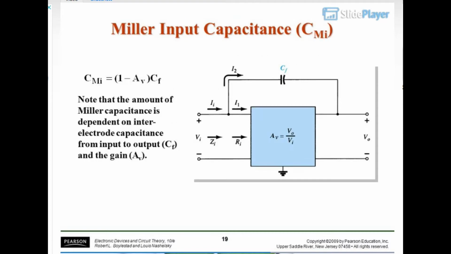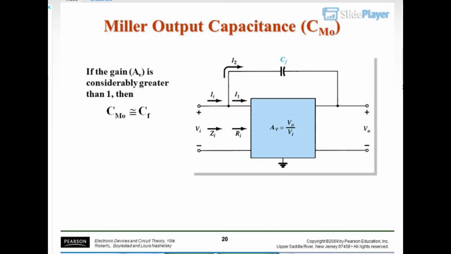18. Miller input capacitance, CMI. Note that the amount of Miller capacitance is dependent on the interelectrode capacitance from input to output, CF, and the gain, Av. 19. Miller output capacitance, CMO. If the gain, Av, is considerably greater than 1, then the formula simplifies.